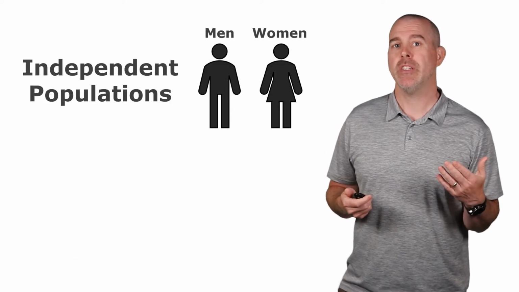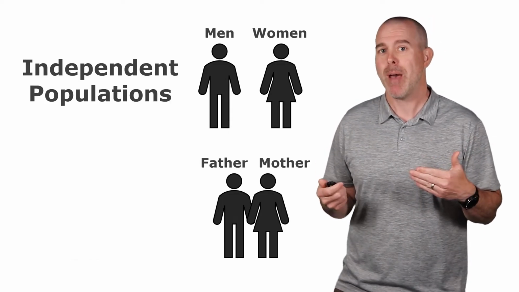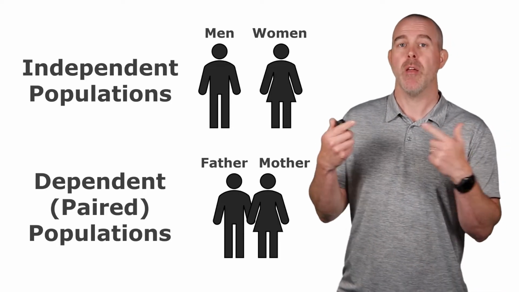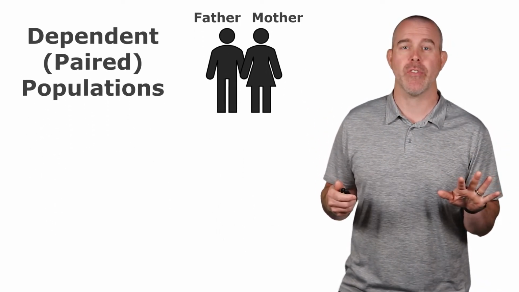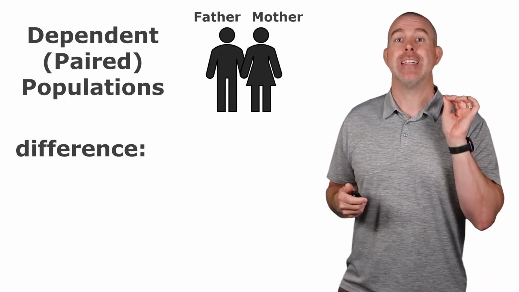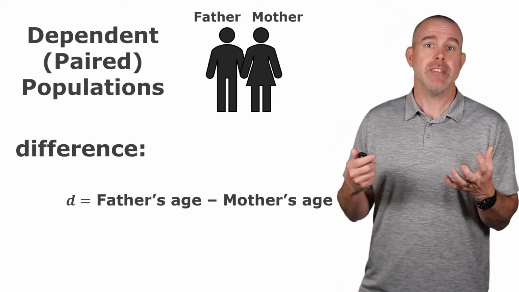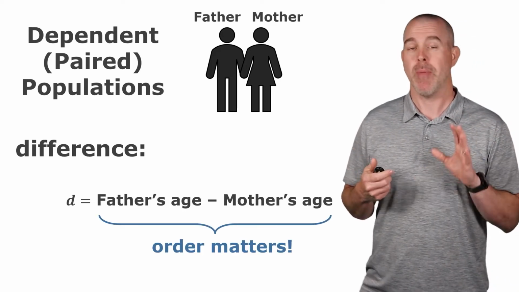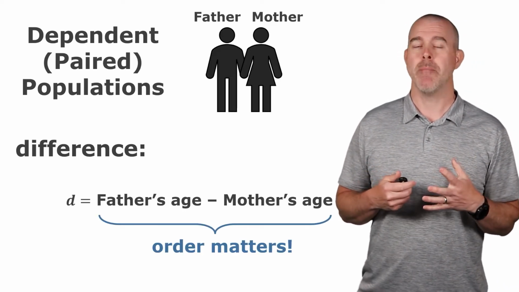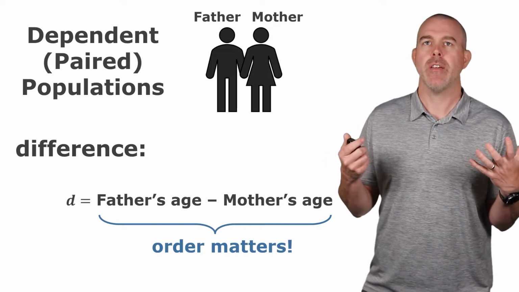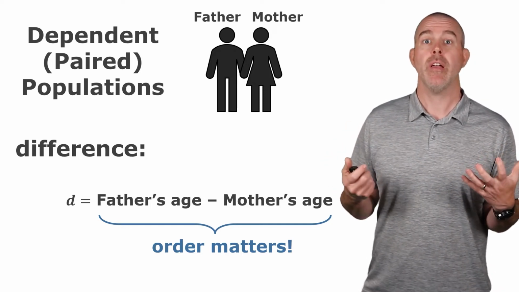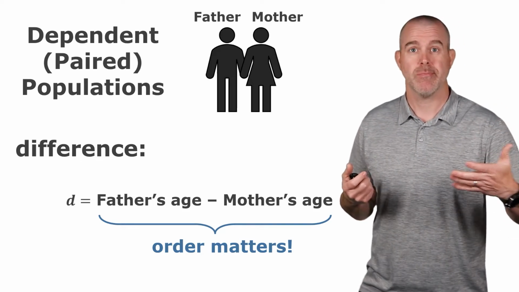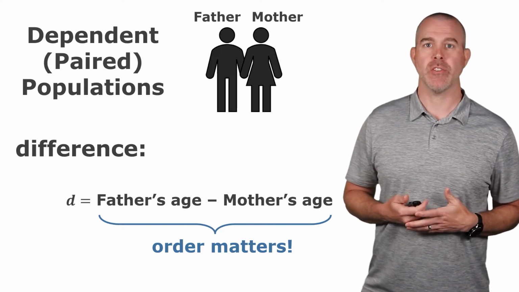In this case, instead of comparing independent populations, we're going to call these paired populations. They're dependent. They're paired together, and the analysis is different. What we do is we analyze the difference. So in this case, we might set up, say, father's age minus mother's age, and that order is important. Fathers are probably on average older, so we wonder, is that average difference positive? That would mean on average fathers are older.